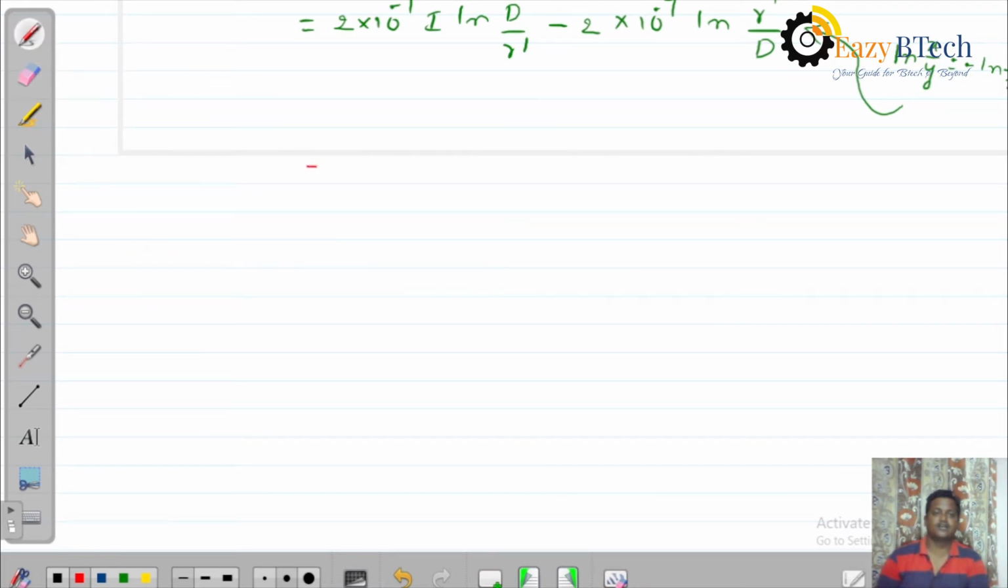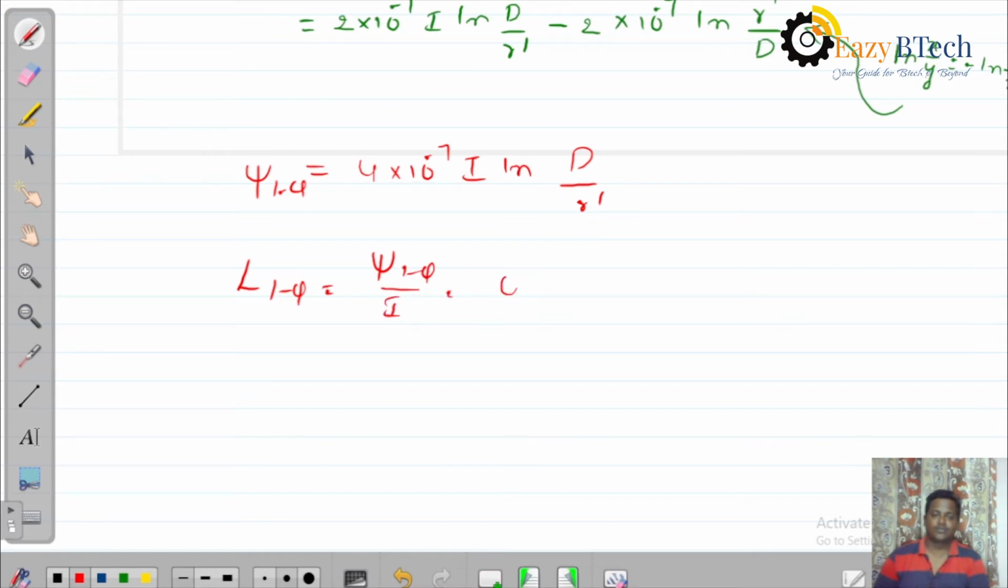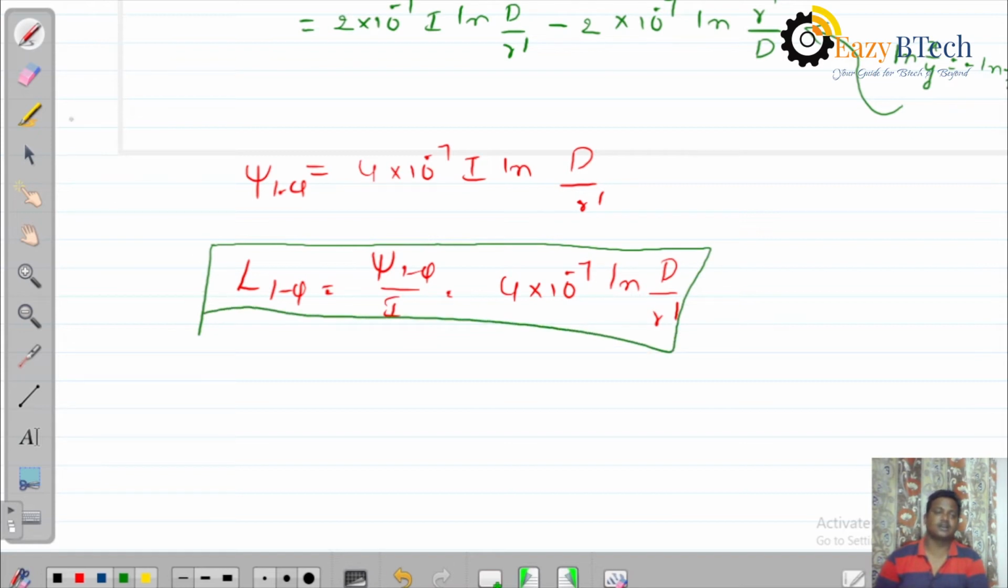Small correction here. Finally, what you get? Total flux linkage of a single phase system is 4 into 10 power minus 7 I ln d by r dash. Therefore, the total inductance of single phase system is psi single phase divided by I. You can get 4 into 10 power minus 7 ln d by r dash. Already we know what is meant by r dash. R dash is the effective radius of the conductor.